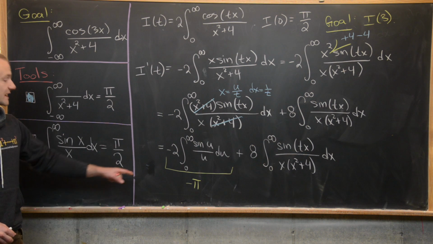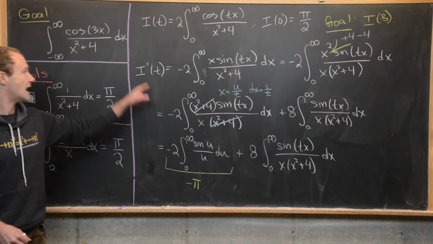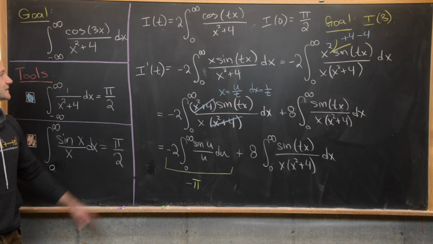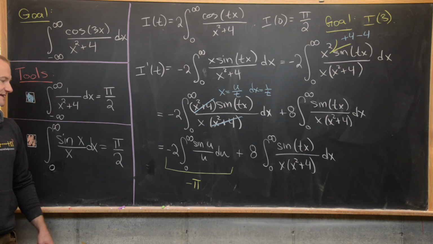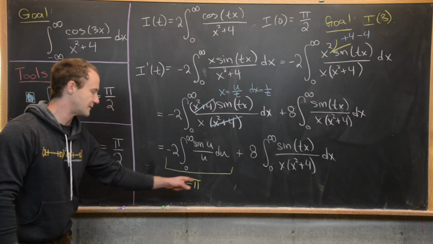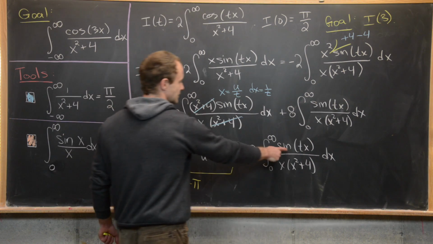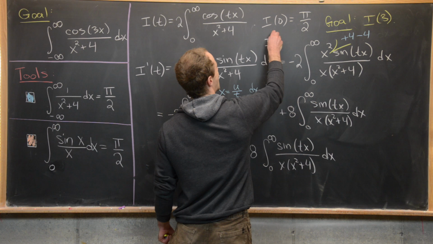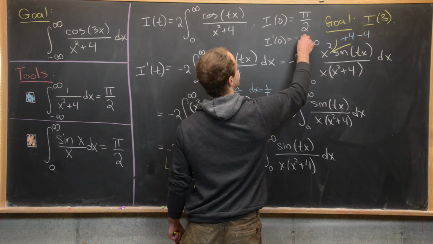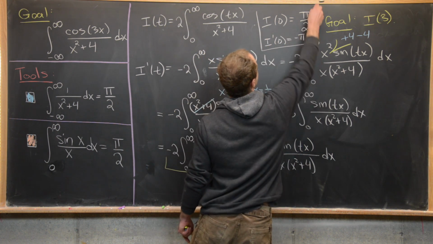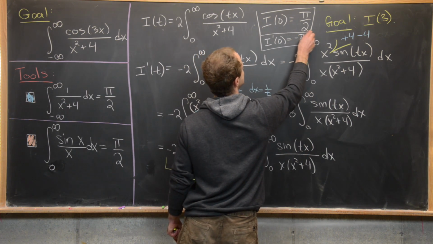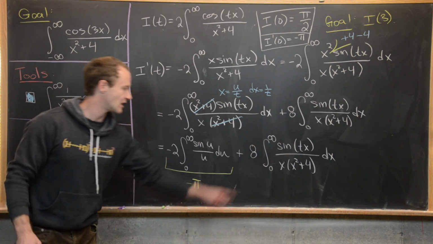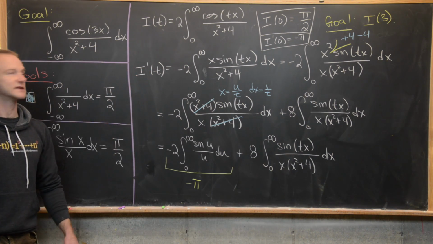So now notice that I prime evaluated at 0, we'll get -pi from this portion. And then sine of 0 is 0, so we have the integral of 0. So let's go ahead and put that up here. I prime of 0 is equal to -pi. So I'm going to go ahead and box these two conditions that we have on our function I. Again, the -pi from here, and then that part disappears when we set t equal to 0.